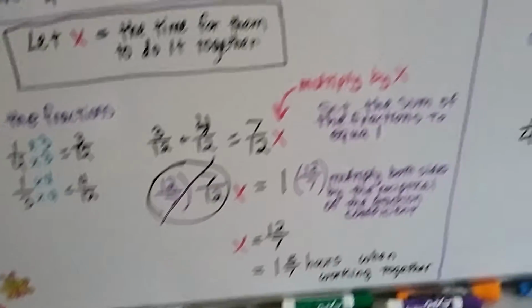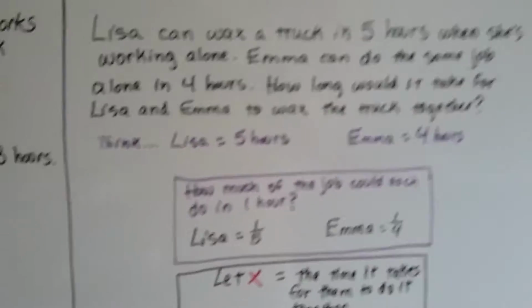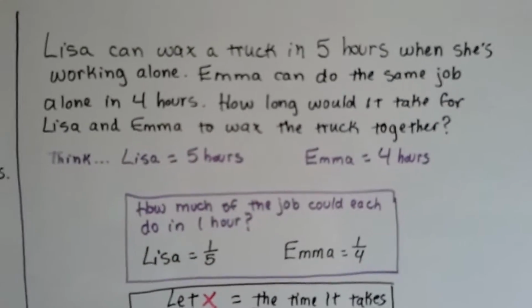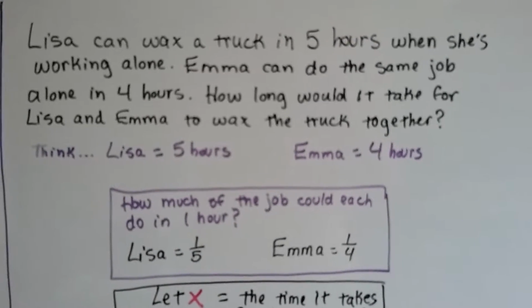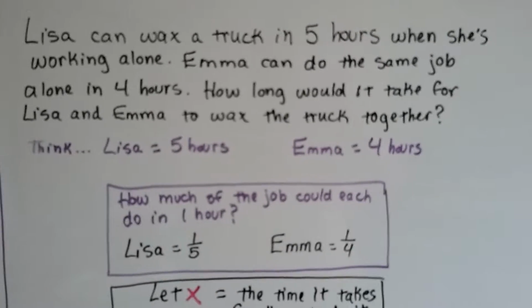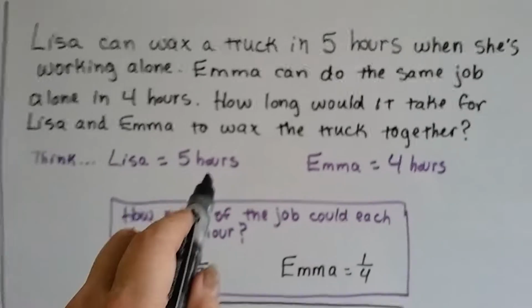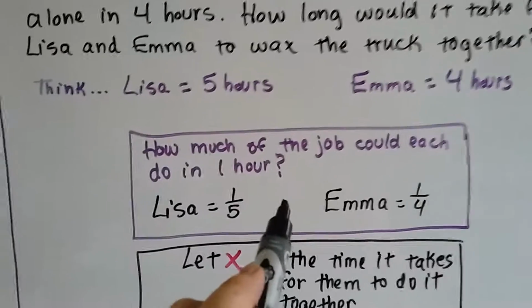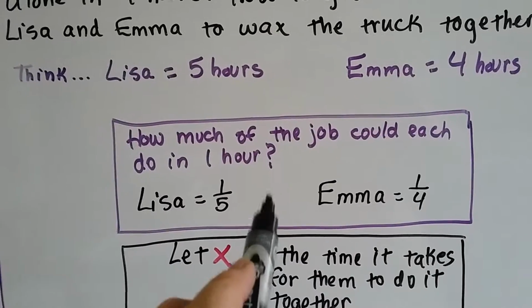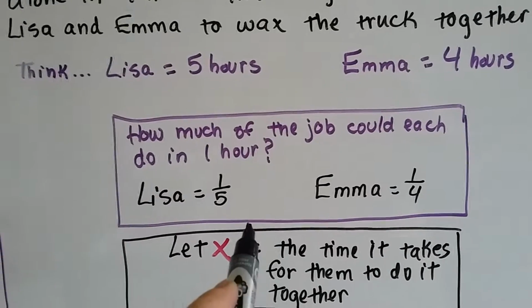See? All right. Lisa can wax a truck in 5 hours when she's working alone. Emma can do the same job alone in 4 hours. How long would it take for Lisa and Emma to wax the truck together? So we think Lisa's 5 hours, Emma's 4 hours. So here's our big question in the rectangle. How much of the job could each do in 1 hour? And this is going to set our fractions.